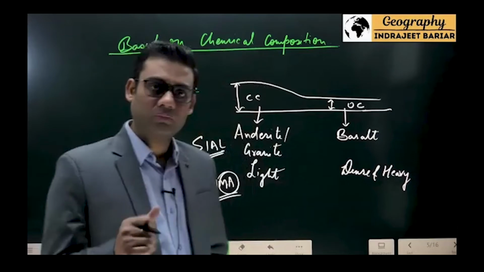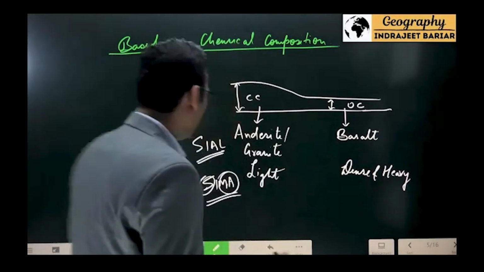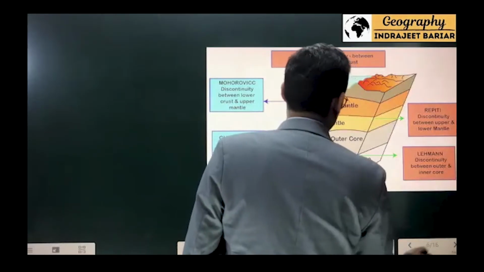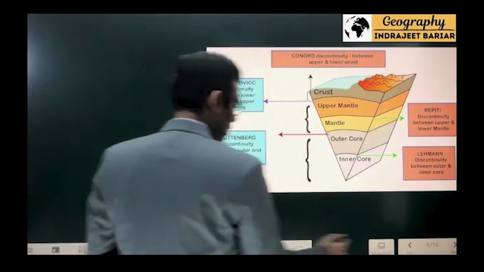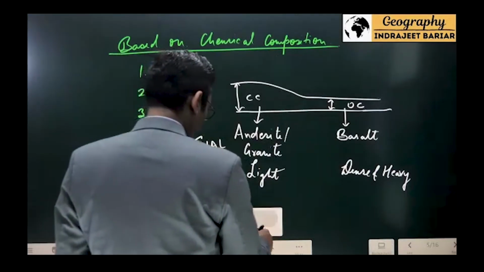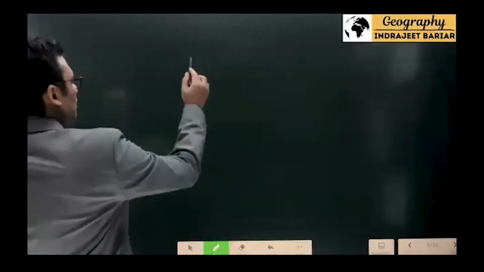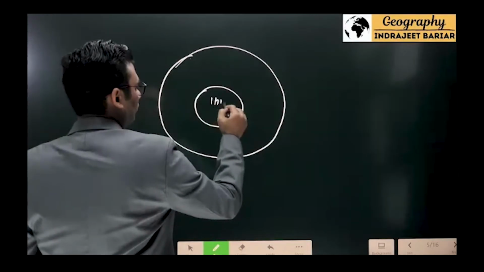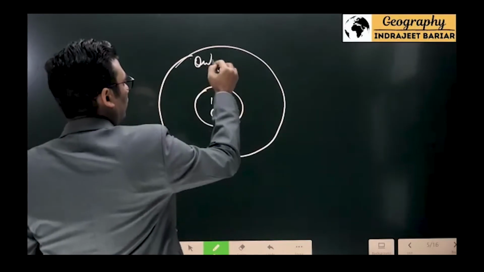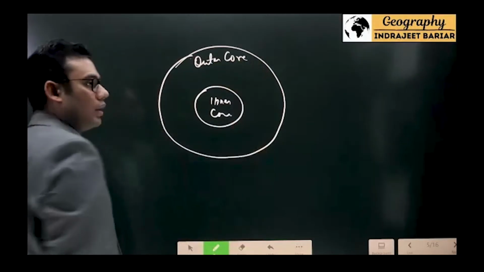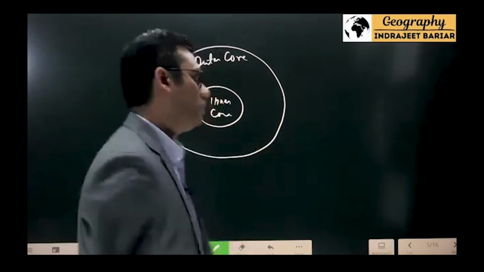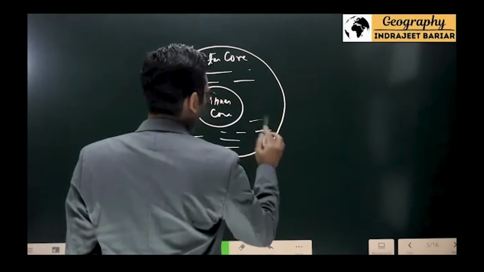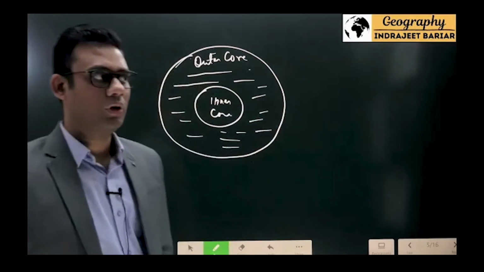And then we have the core. In the core we have the outer core and inner core. So when we say outer core and inner core, here I have the inner core and here we have the outer core. Over here, the outer core is in liquid or molten form.